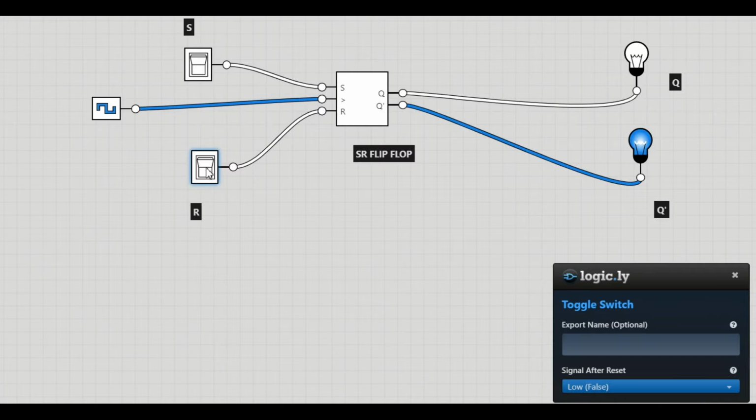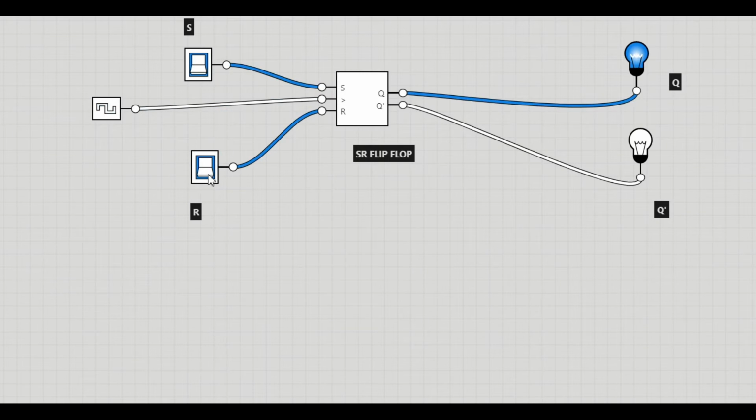We already have both off. Then we have Q 0, Q dash 1. We turn on the second one, it's the same: Q is equal to 0, Q dash is equal to 1. Turn on the first one, we have Q equal to 1 and Q dash equal to 0. We turn on both, we have Q equal to 1, Q dash equal to 0.